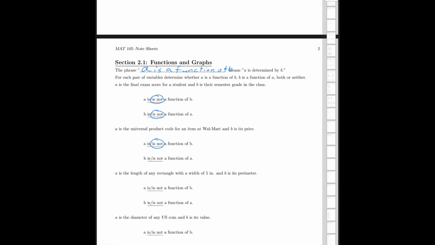However, the price of an item is a function of its universal product code. That is the function of the barcode, is to make the code unique to a price. If you know the barcode, you know the price.